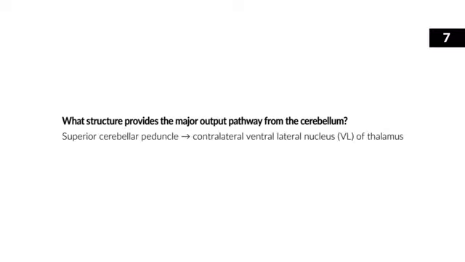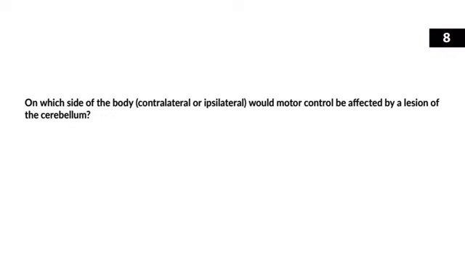The next question says, what structure provides the major output pathway from the cerebellum? Well, this is the superior cerebellar peduncle, which carries fibers from the deep nuclei out to the ventrolateral nucleus, specifically the contralateral ventrolateral nucleus. So the big question is, which side of the body is the cerebellum influencing? Or on which side of the body would motor control be affected by a lesion of the cerebellum? Well, the point we're making is that the cerebellum affects ipsilateral body structures.